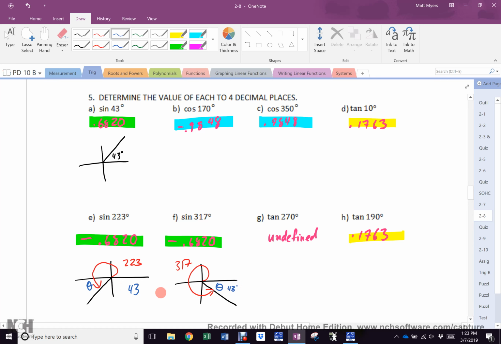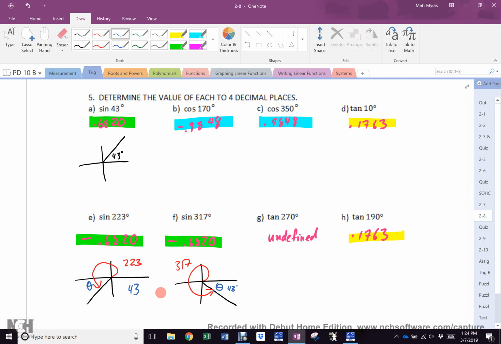Now, you're intelligent young people. I know it's blue. You don't need to see anything, you just need to think. Look at letter E. Sine of 223 was negative 0.6820, yes? Because it's in one of the quadrants where sine has to be negative, yes? But your calculator didn't give you that.